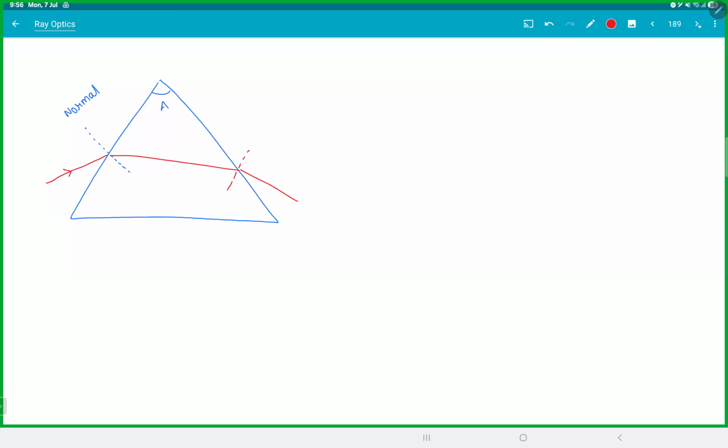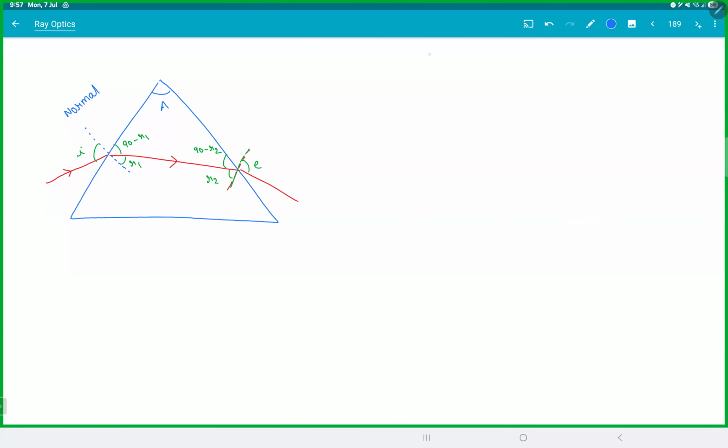There are 3 to 4 formulas which are important to remember. Let's see the first one. This is your angle of prism. This is your normal. Let a light ray enter here at an angle of incidence I. This is the refracted angle R1. This is your R2 and this is your E. Since that is the normal, this will be 90 minus R1 and this will be 90 minus R2.